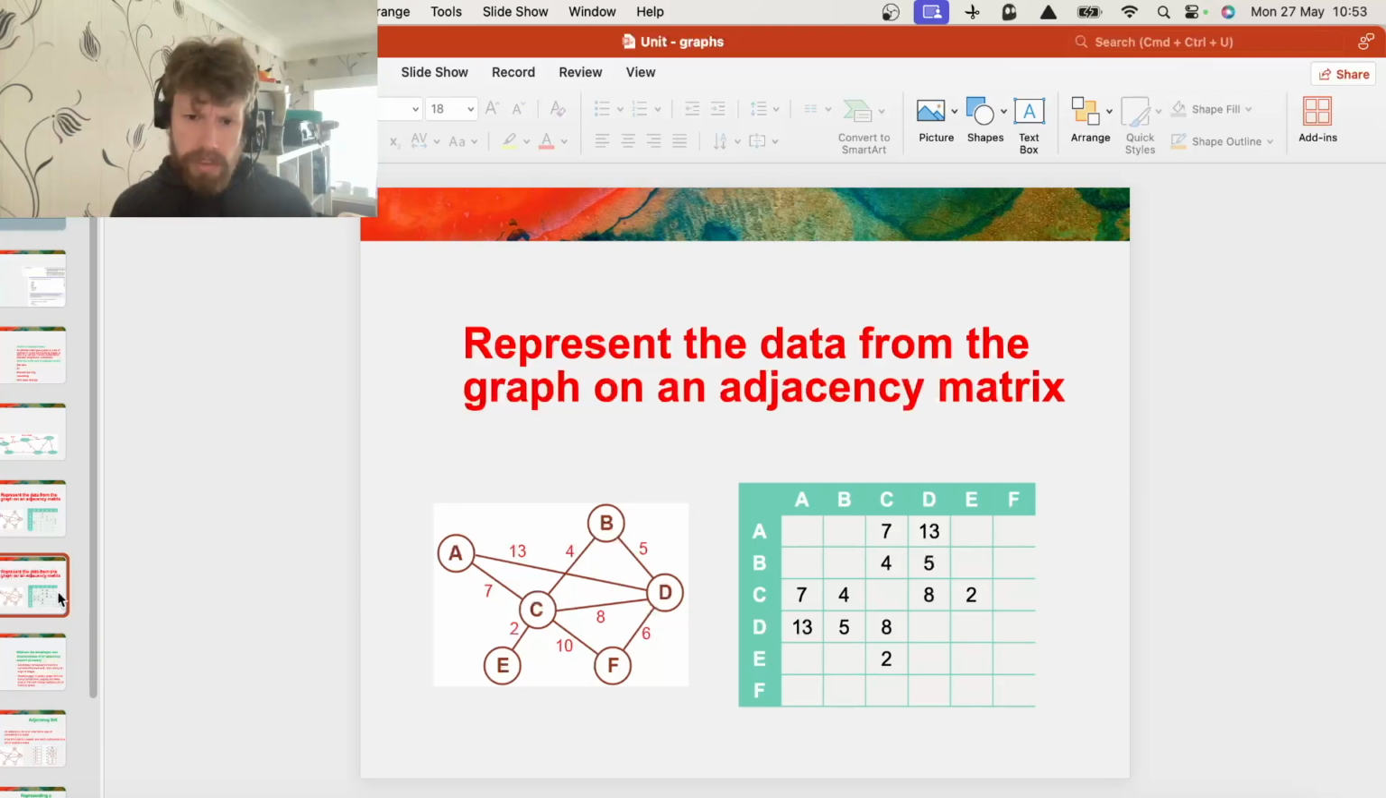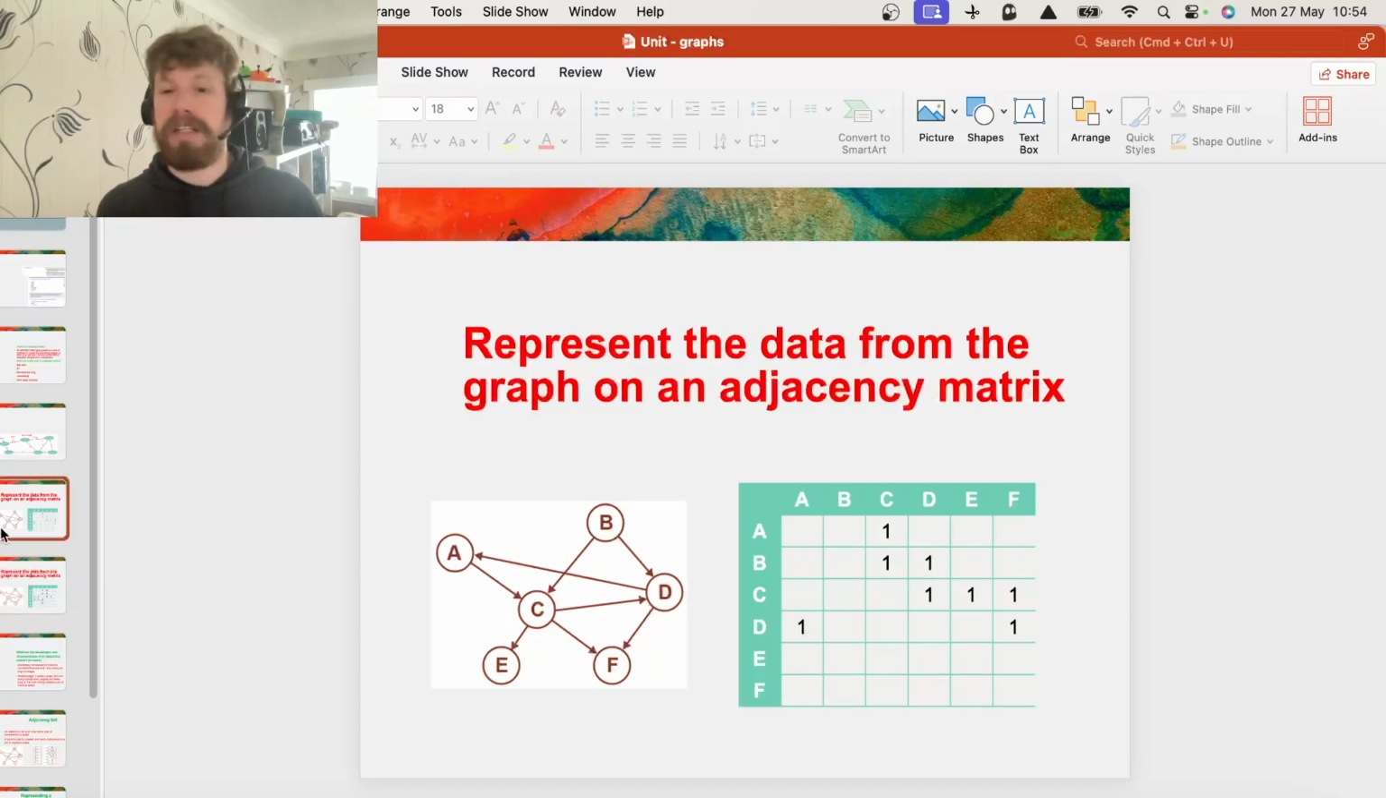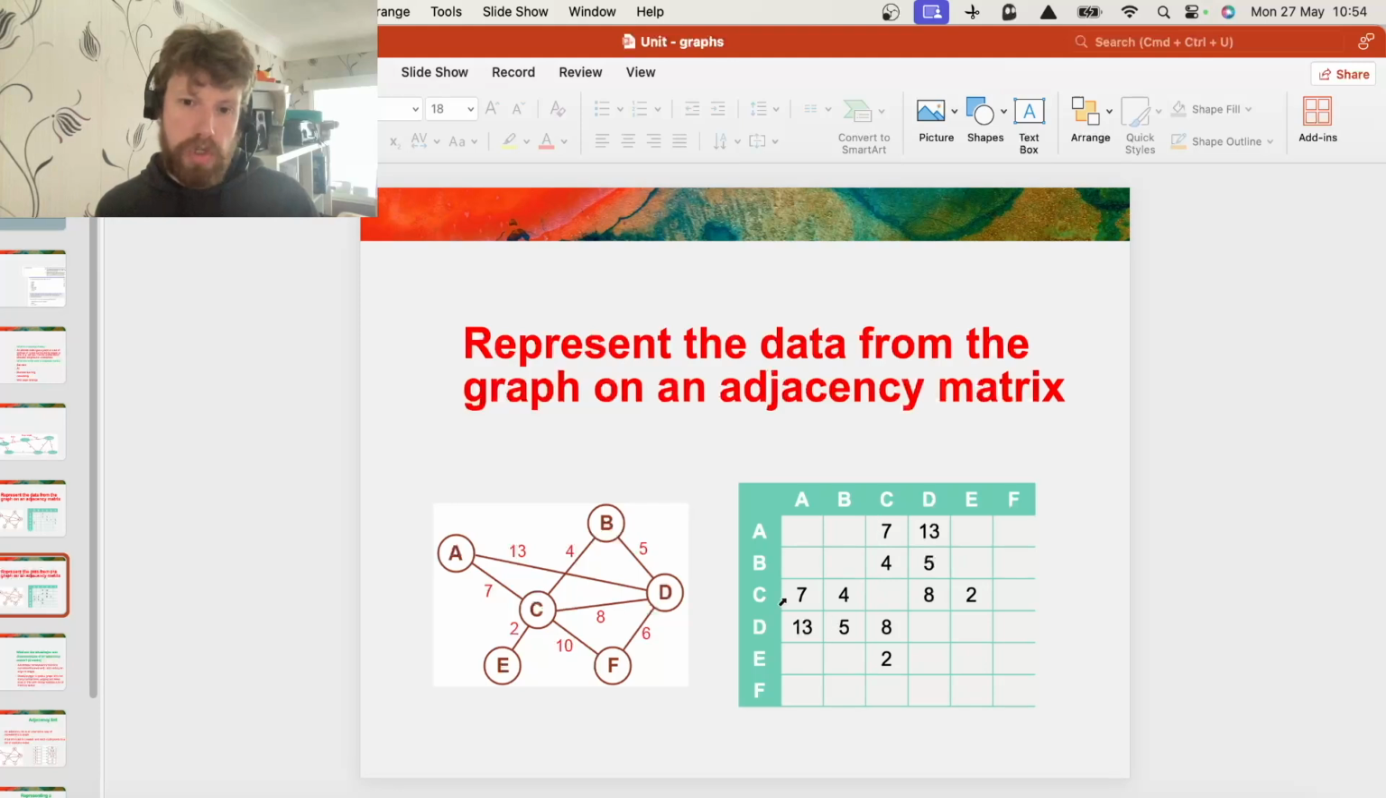unless there's going to be particular traffic and things like that on there. The thing with this one being undirected, though, is that, as you can see, we have to put it in both locations. So if we take C as an example here, the 7 between A is going to go there, but we also have to put it up here because A to C. So essentially we have to double up all of the information in there.